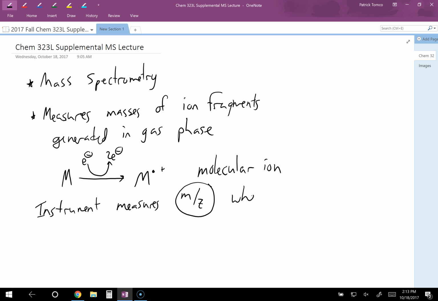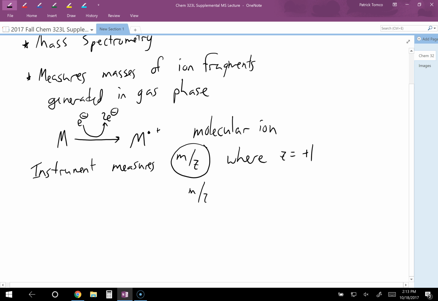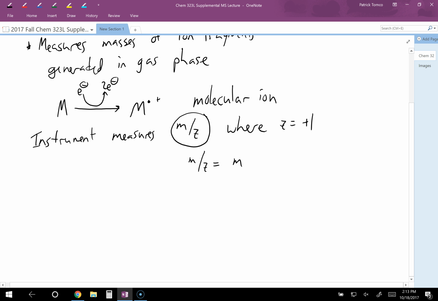Typically, in small molecules, z equals positive 1. It's possible to have multiple charges placed on a molecule, but for most practical purposes and in this discussion, we're going to assume that the charge is 1. So when the charge is 1, the mass to charge ratio equals the mass. In essence, we are scanning all of the masses of all of the fragments that exist.